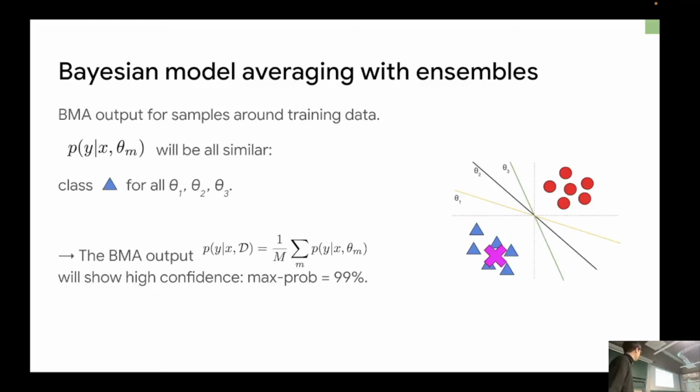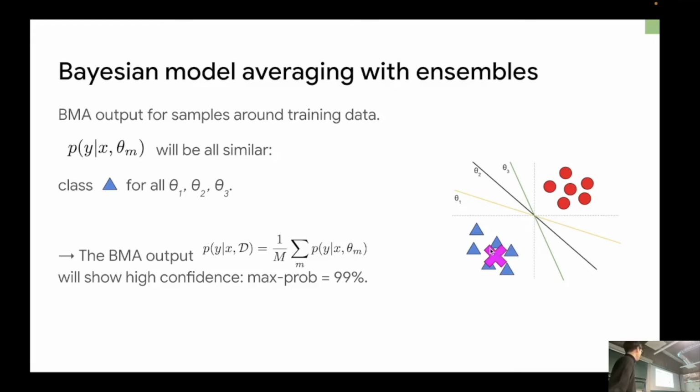So let's say theta 1, 2, and 3 here are three differently initialized solutions for the neural network.